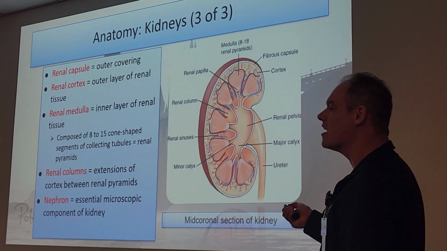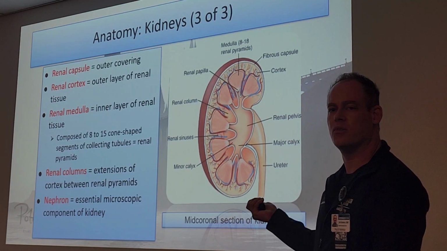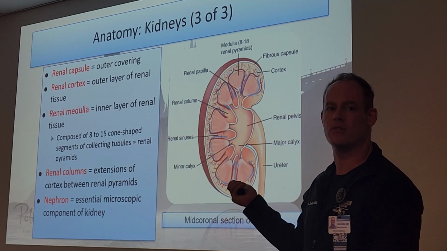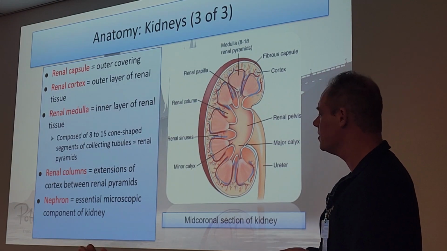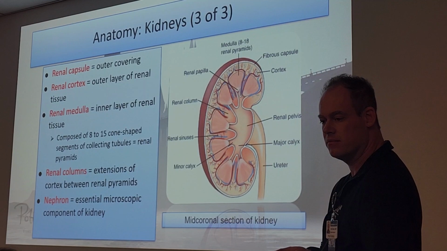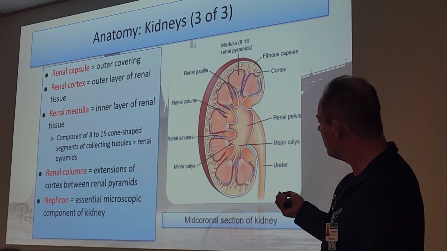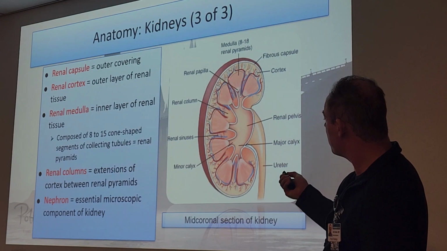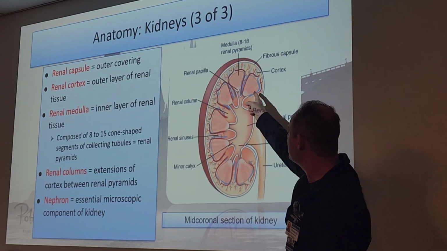And by the way, see how they're actually triangular? That's how they're going to look if you were ever to cut a kidney open, or if you look at it on an x-ray. They do look like little triangles like that. What is this 8 to 18 renal pyramids? You see these triangles break into more triangles.